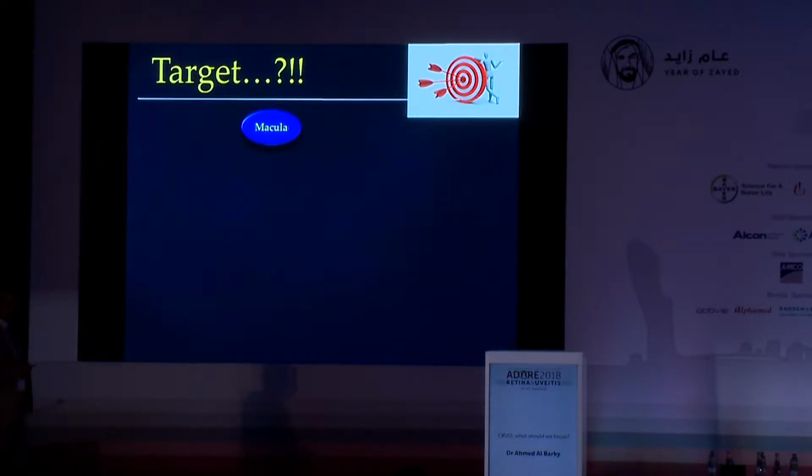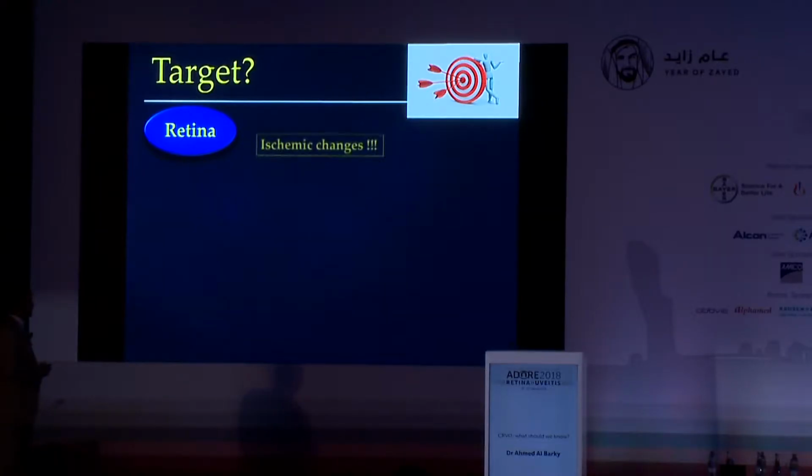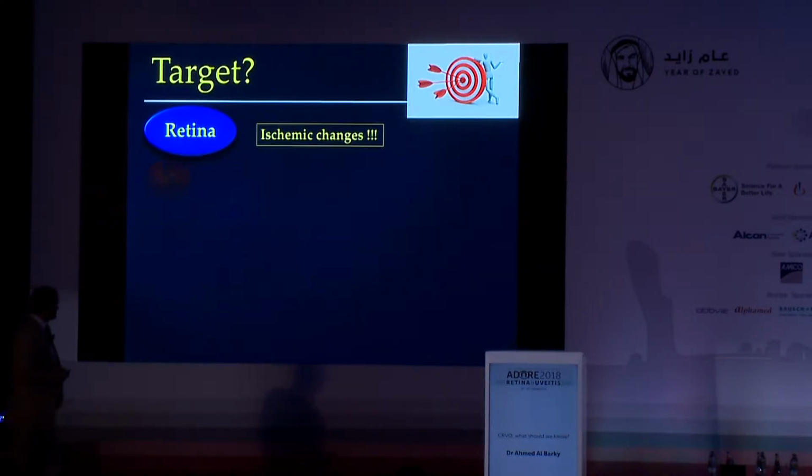Should it be the macula, or the retina, or the eye, or the patient? Definitely the macula should be one of our main targets, since the macular edema secondary to CRVO is the main cause of visual loss. Retina is another important target also, because we should look for ischemic changes and try to prevent them from occurring.